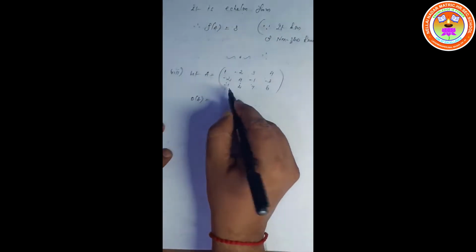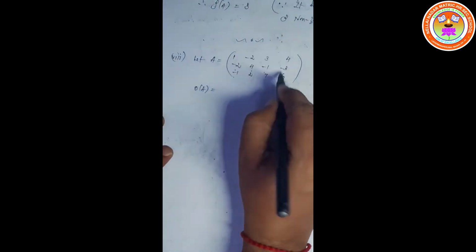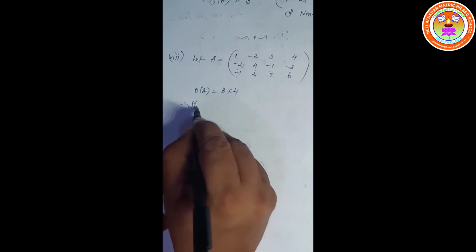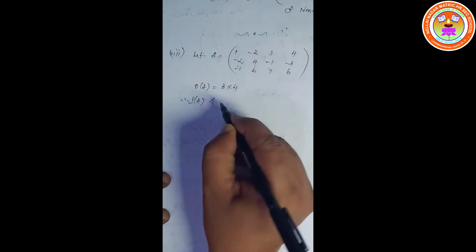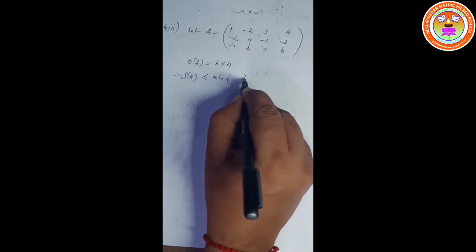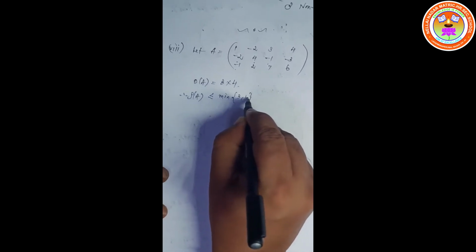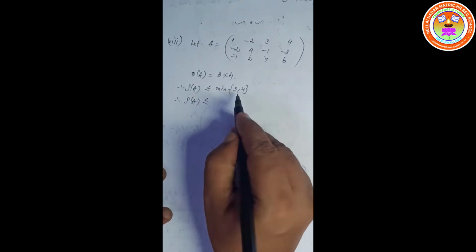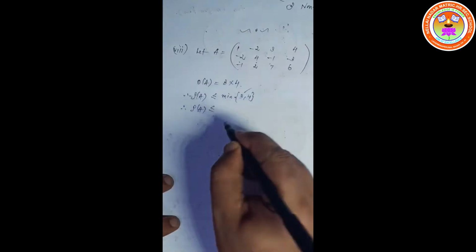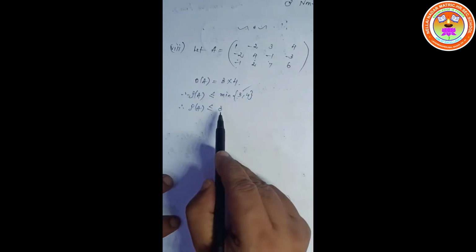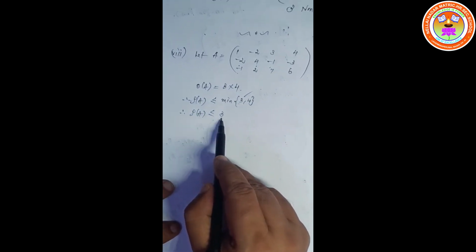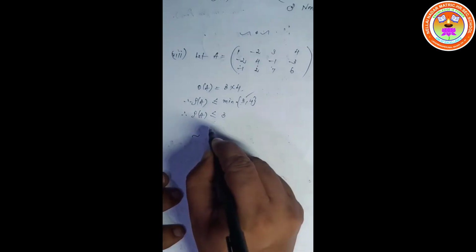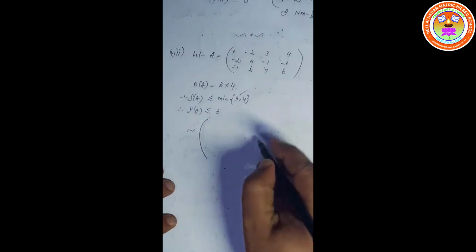First write the order of A: 3 rows, 4 columns. Therefore, rank of A is less than or equal to the minimum of 3 and 4, that is 3 only, right? So the rank can be 3 or 2 or even 1. Now put equivalent. Don't put the equal sign, put equivalent.